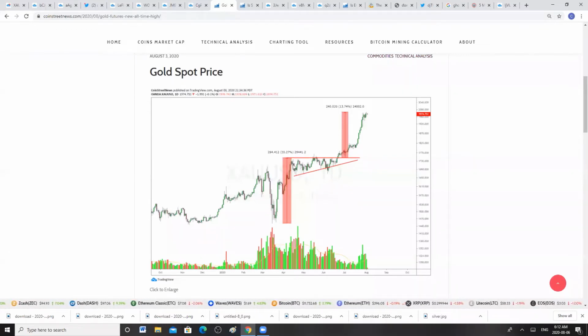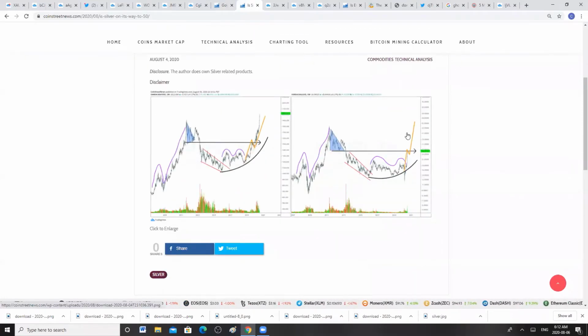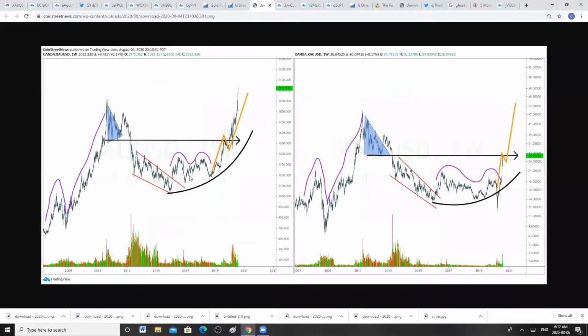And we could have a bit of a flagpole thing that's not quite done, or an ABCD thing that's not quite done. And silver, since making this chart a couple of days ago, is up at around 28 right now. So we could still see a bit of a pullback and take off. But the point is these two are not exactly the same, but the same pattern is playing itself out.